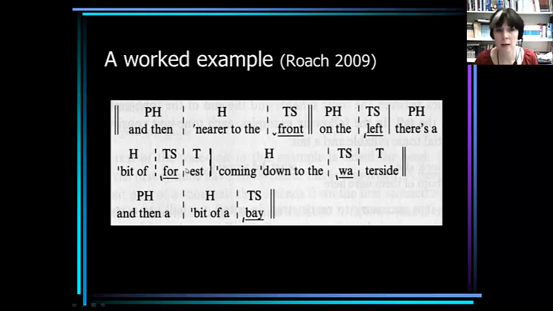Then we have the prehead, the head, a tonic syllable and a tail, so all four elements. Then we have a head, so no prehead here, the tonic syllable and a tail. And then we have a prehead, a head and a tonic syllable. So this is marked with a dotted line in the textbook. I don't know if he's corrected this, but it should actually be a single line there. It's a non-pause boundary. So this is going to sound something like the following.